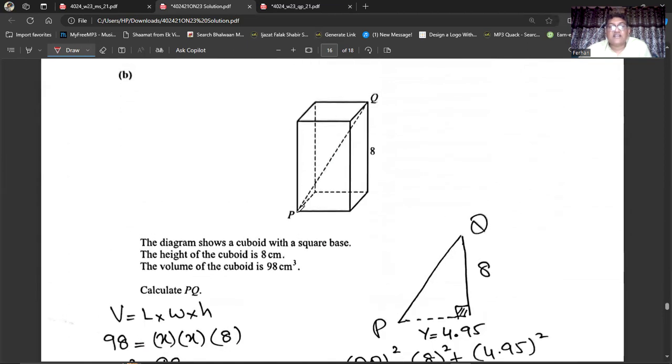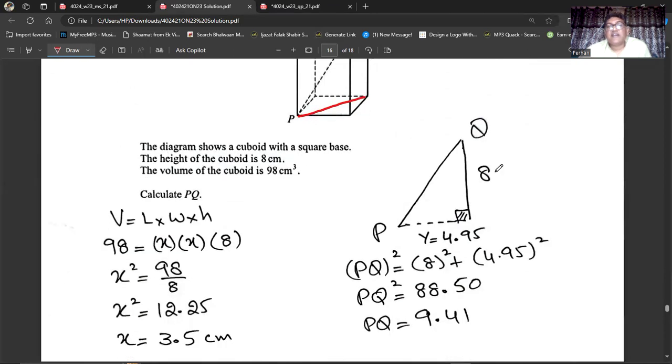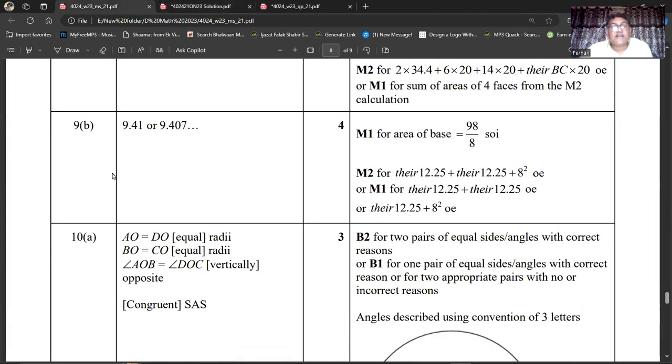I can take this triangle, this diagonal. It's a right angle triangle, PQ, and this point. So I have made it here 8, and this is that diagonal which we just calculated. That is 4.95, and this PQ is the question. Again, this is a right angle triangle, so I will apply the Pythagoras. So PQ square will be equal to 8 square plus 4.95 whole square. So PQ square will be equal to 88.50, and the PQ will be, take the square root, 9.41. 9.41 is the right answer.